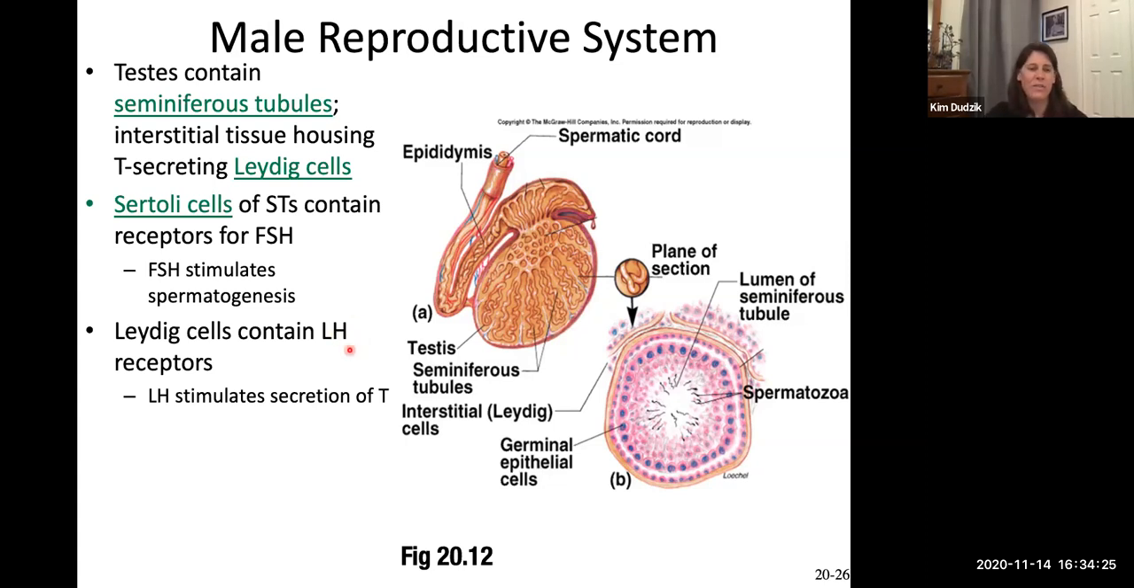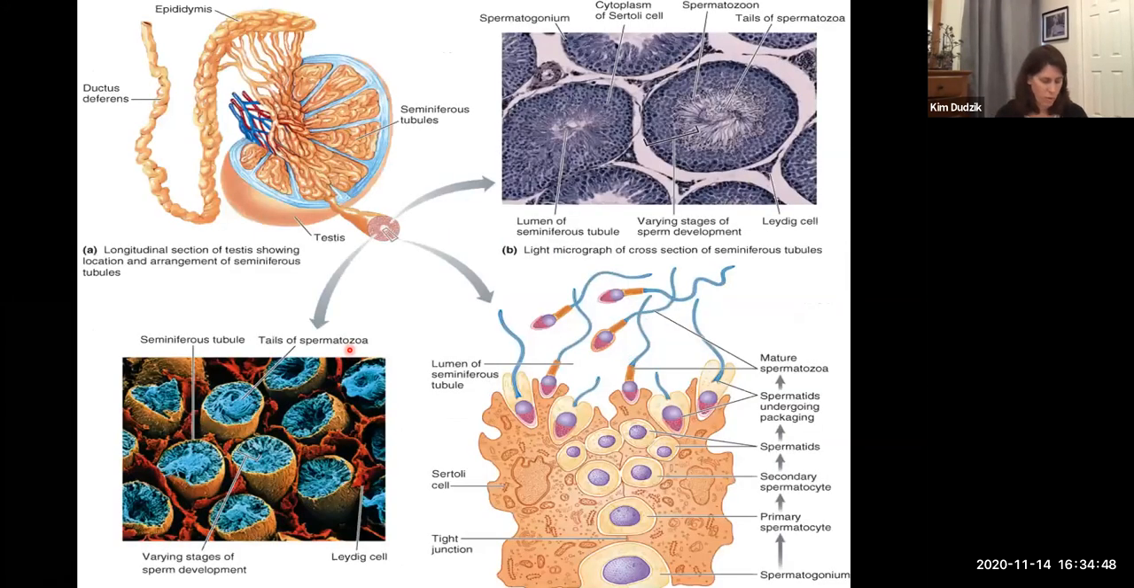Okay, and so if right now you're going, wait a minute, what hormone does what? Don't worry, we'll put it all together at the end. At this point, it's more about just kind of understanding the anatomy of where the cells are and then their functions, what they produce. We're going to put it all together in sequence a little bit later.